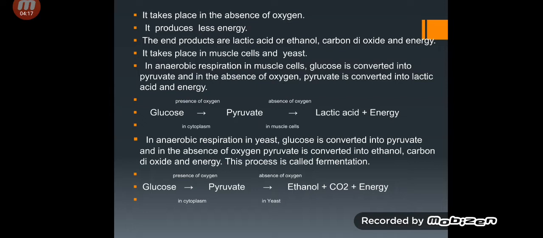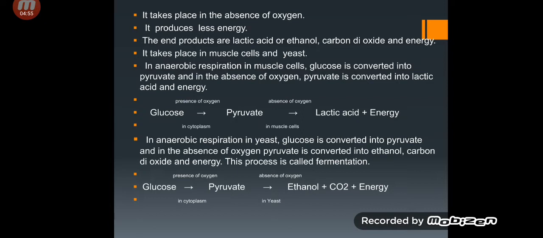So you can see in the chemical reaction that glucose in cytoplasm gets converted into pyruvate. And this pyruvate in muscle cells, in the absence of oxygen, gets converted into lactic acid plus energy. In anaerobic respiration in yeast, glucose is converted into pyruvate, and in the absence of oxygen, pyruvate is converted into ethanol, carbon dioxide and energy. So students, this process is known as fermentation.